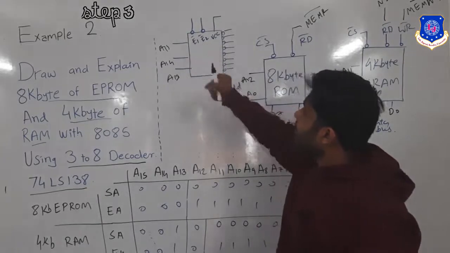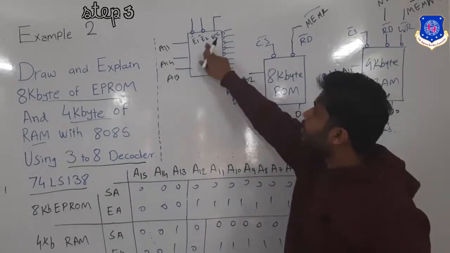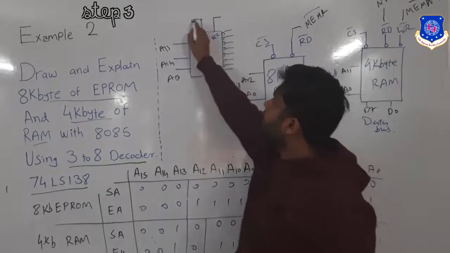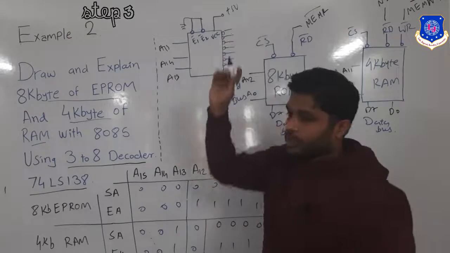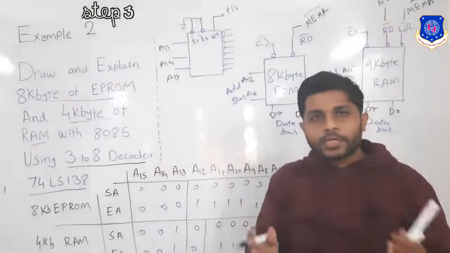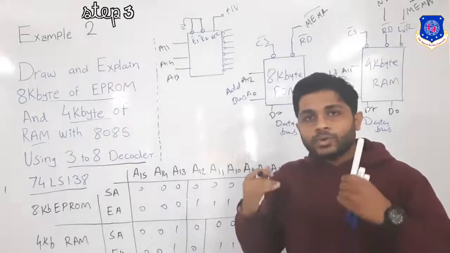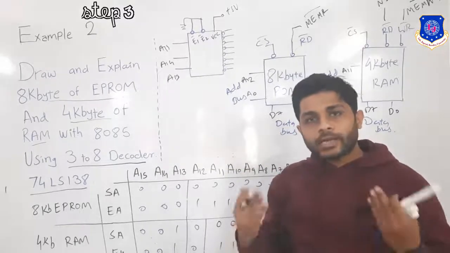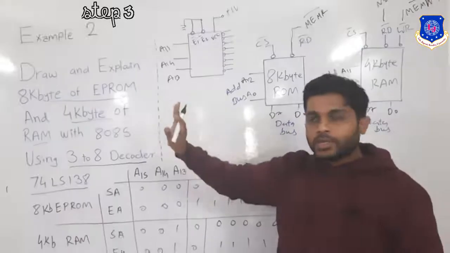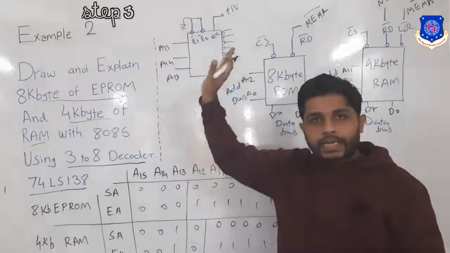Now you can see that in the decoder there is E1 bar, E2 bar and VCC. It means E1 and E2 should be connected to ground and VCC should be connected to 5 volt. If you want to work with any chip, there is some criteria that you have to provide to that chip. So you have to provide VCC and ground so that you can work with that chip. So we have satisfied the criteria which was required.